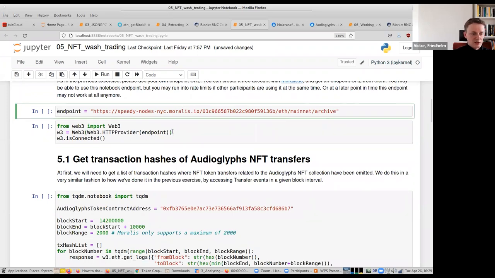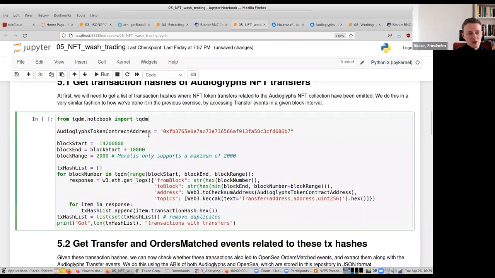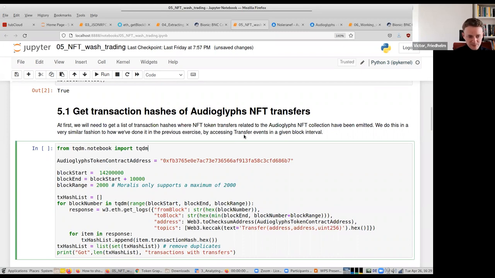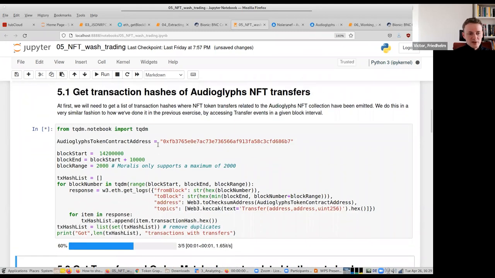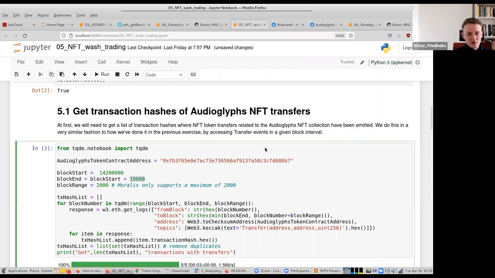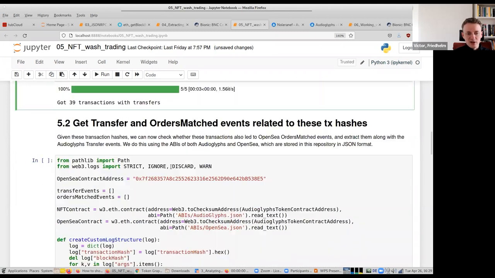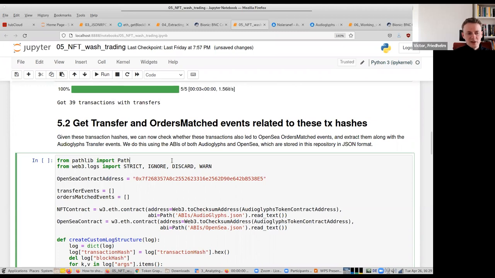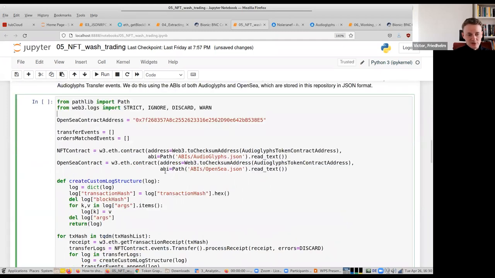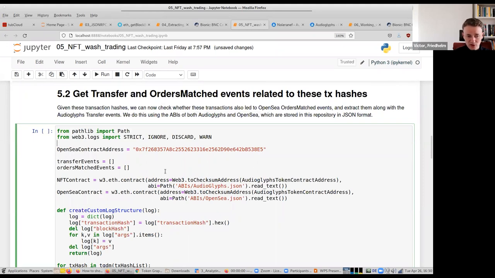And so we're doing that in conjunction. So we'll load again the endpoint, connect to it, and then first get all of the transaction hashes of audio glyphs NFT transfers, because we can't go through all of the OpenSea orders matched events because there are just too many and we're only interested in this particular NFT here. So we get all of the transaction hashes within, again, a small range of what we've just seen on that website. And so we get just 939 transactions with transfers. And for each of these transaction hashes, we can then check, in addition to these transfers, are there any orders matched events that are contained in these transactions? So that means the NFT has changed hands, but at the same time, OpenSea said that was actually a sale. So you can combine these two data sets and then be able to tell which were NFT sales and which were just NFT transfers.